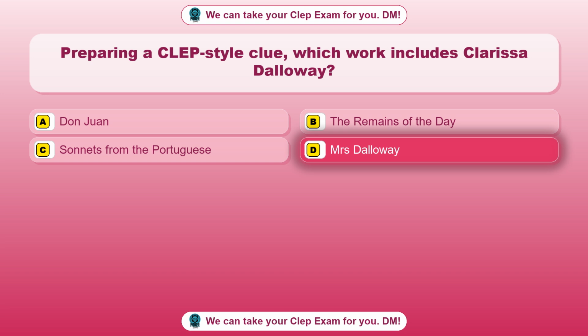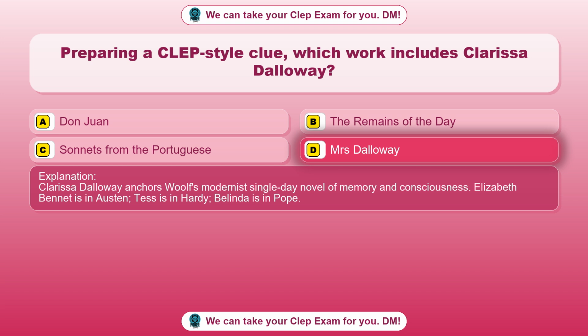Mrs. Dalloway. Clarissa Dalloway anchors Woolf's modernist single-day novel of memory and consciousness. Elizabeth Bennet is in Austen. Tess is in Hardy. Belinda is in Pope.